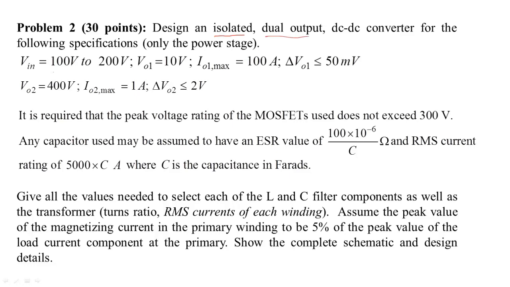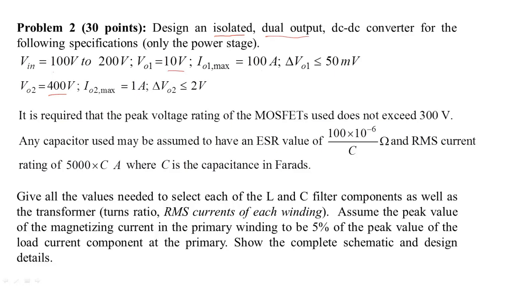The input is between 100 to 200 volts DC, and the first output is at 10 volts. The second output is much higher, 400 volts, and the maximum load currents for each of those output voltages are given, and specifications on the peak-to-peak ripple in the two output voltages. Note that the delta IL, the inductor current ripple, is not given, so you are free to choose a suitable value. And as always, the frequency is for the designer to select, so any suitable value can be chosen.